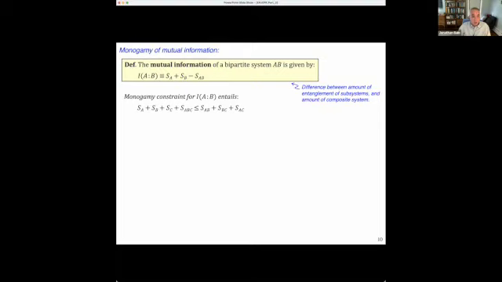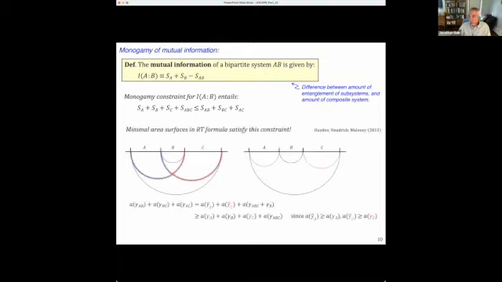Now it turns out that minimal area surfaces in the RT formula satisfy this inequality. And this was demonstrated by Hayden and colleagues in this article in 2013. So here's their cartoon proof of this claim. Let's focus on the left diagram. The horizontal line is supposed to represent a region of a boundary spatial slice. And it's further decomposed into three subregions, A, B, and C.